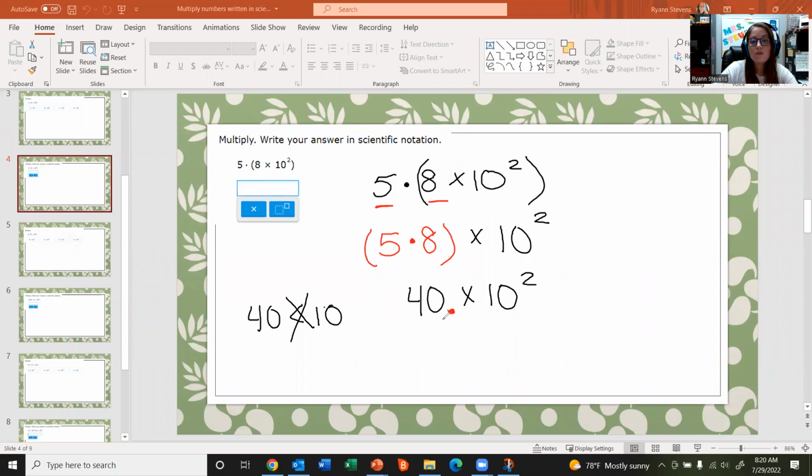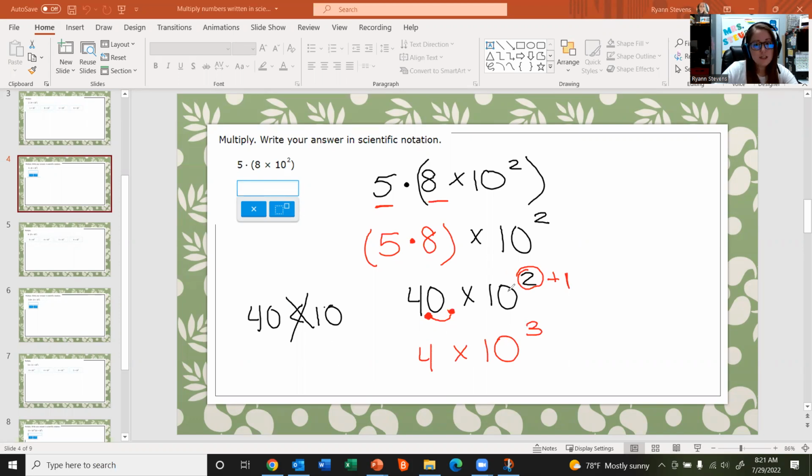The number would be greater than 1, less than 10. So I'm just going to move it over one place so that it's between the 4 and the 0. But since I moved it over one place, I have to take this exponent and increase it by 1 because I moved the decimal one place. So my new answer would be 4 times 10 to the third power.